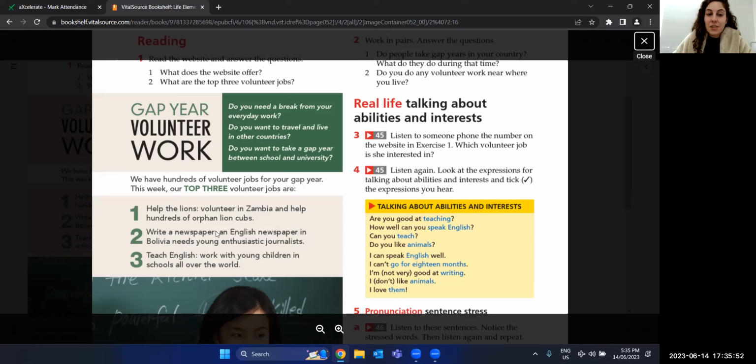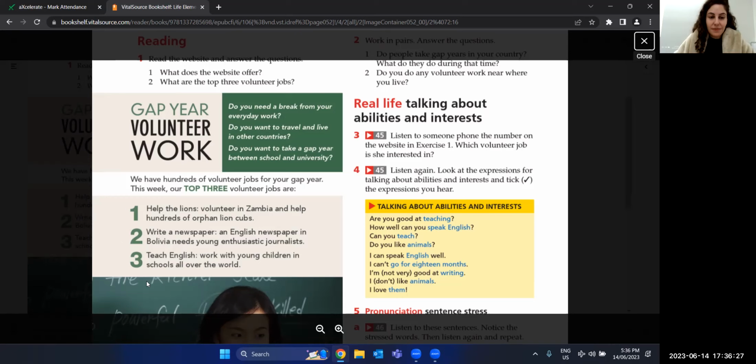2, write a newspaper, an English newspaper in Bolivia, South America. Needs young, enthusiastic journalist. Enthusiastic, that's an adjective. It means like you're very, very, very excited. Journalist, likes to write in the newspaper. 3, teach English. Work with young children in schools all over the world. Okay, so 3 jobs.